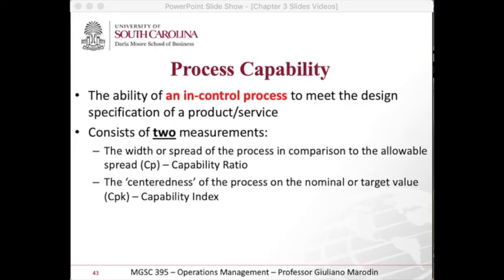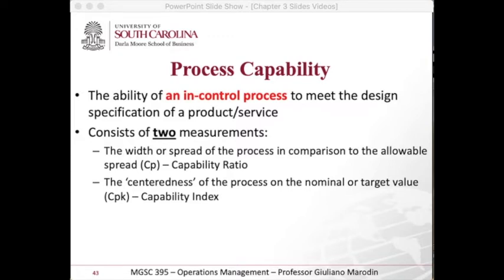Hey guys, so we're going to continue on chapter 3. So we learned about a process being under control or not, right? And being under control means that you only have normal cause variation. Okay, so we were only looking at variation and if there was a special cause variation or not.